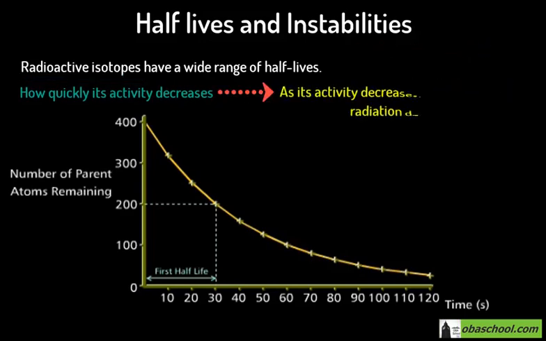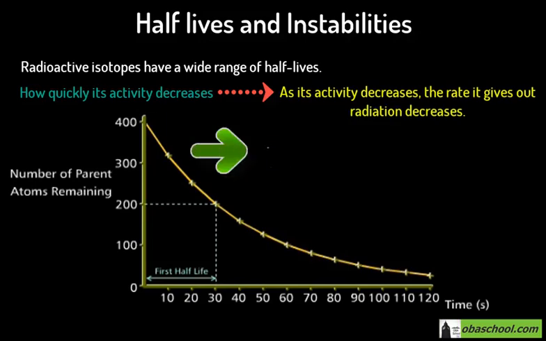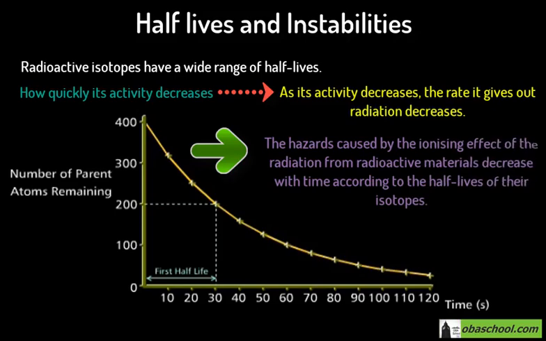As its activity decreases, the rate at which it gives out radiation decreases. So the hazards caused by the ionizing effect of the radiation from radioactive materials decrease with time according to the half-lives of their isotopes. That's all.